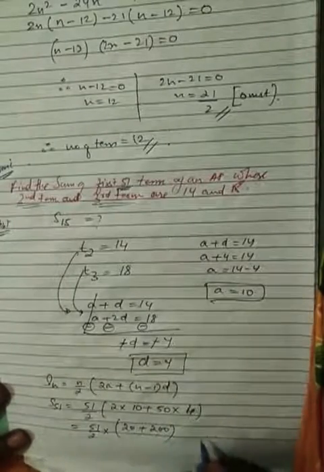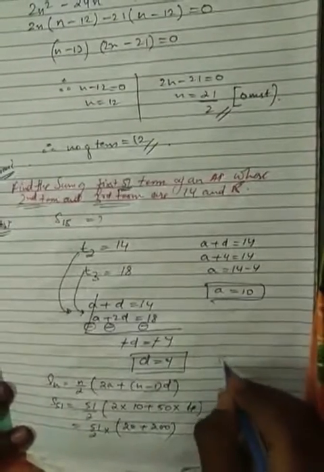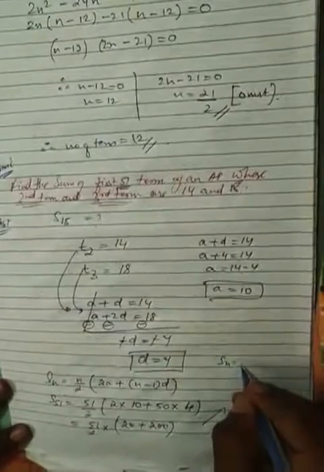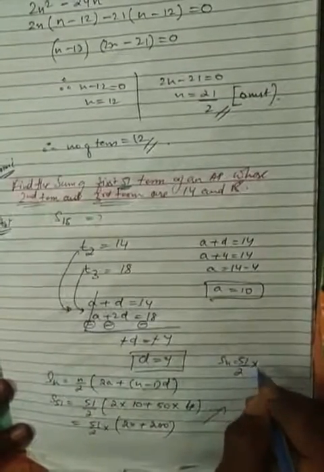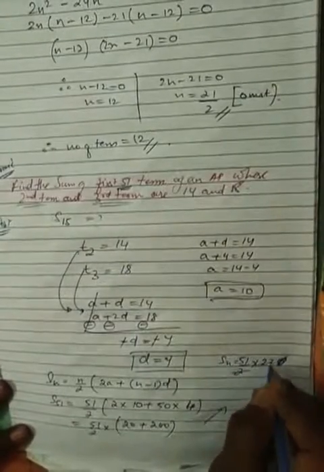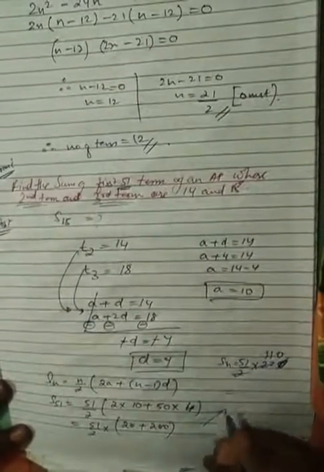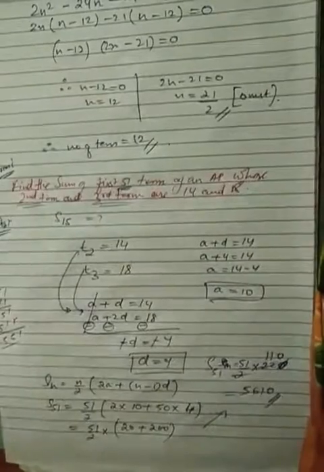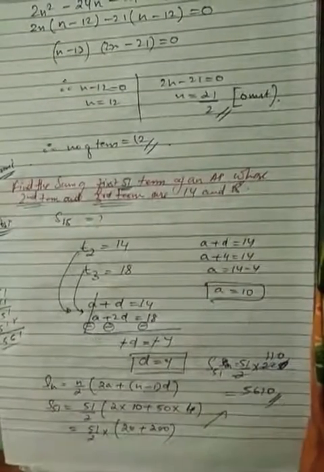So it will give you how much? So finally the sum is how much? Sn will be equal to 51 by 2 into 220. So 220 divided by 2 is 110. So multiply this. So therefore the final answer for the sum of 51 terms is 5610.